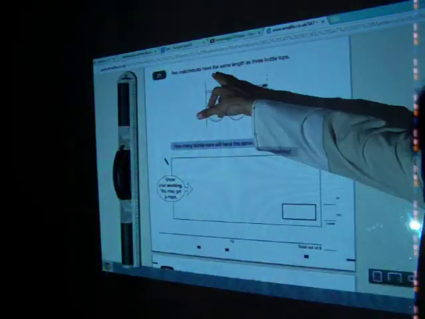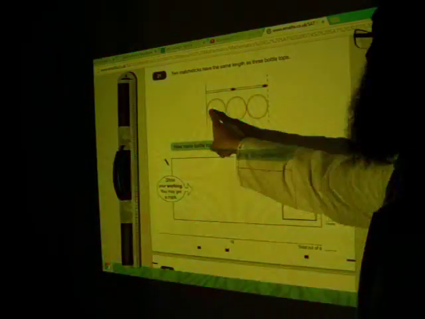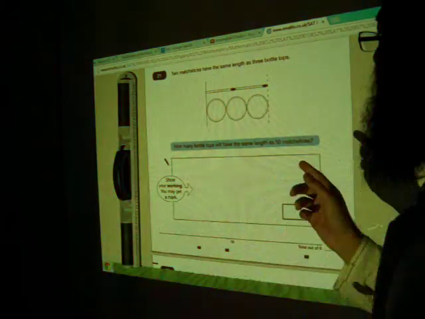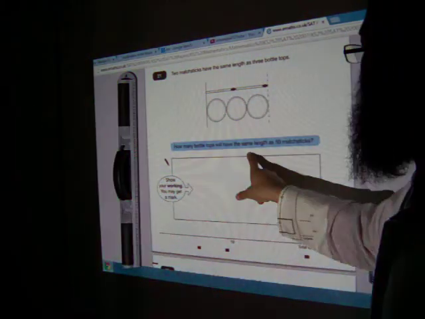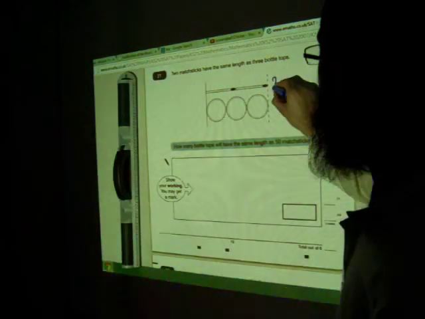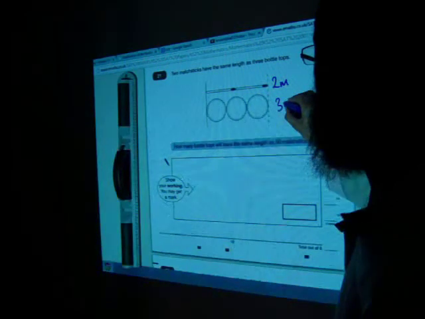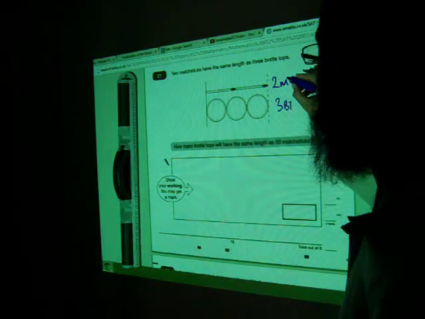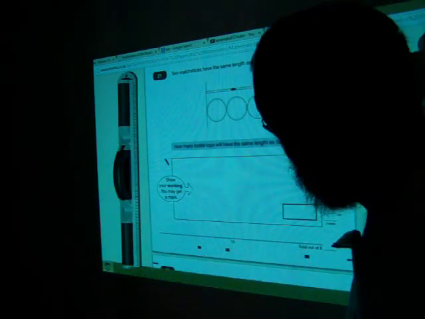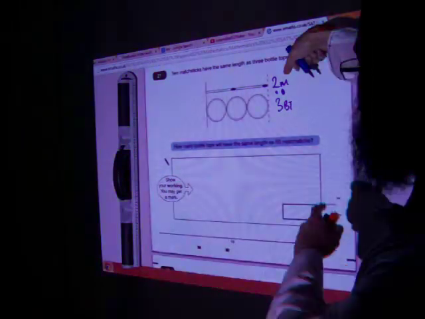Okay, 2 matchsticks have the same length as the 3 bottle tops. Matchstick number 1, matchstick number 2, 3 bottle tops. How many bottle tops will have the same length as 50 matchsticks? So let's just think first of all. We have 2 matchsticks is worth 3 bottle tops. It's like a ratio question. 2 to 3. Now, how does the 2 matchsticks become 50?